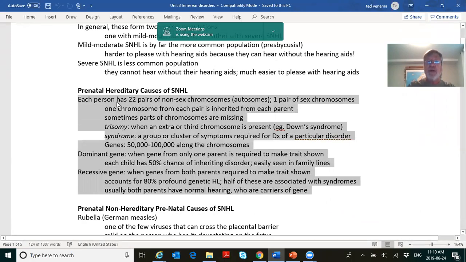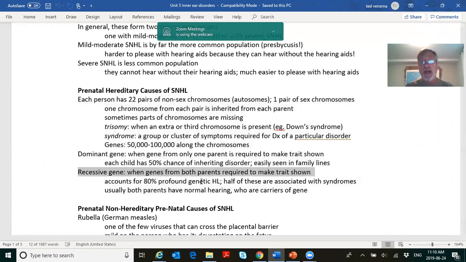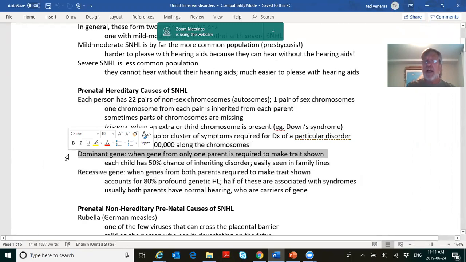Okay, you have 22 pairs of chromosomes. You have 50,000 to 100,000 genes along each of those chromosomes. You can have recessive problems. You can have dominant problems. In other words, hearing loss can be inherited from mom or dad or both. Recessive means mom and dad had it. Dominant means only mom or dad may have had it and the child inherited it. That's as much as we'll go there.